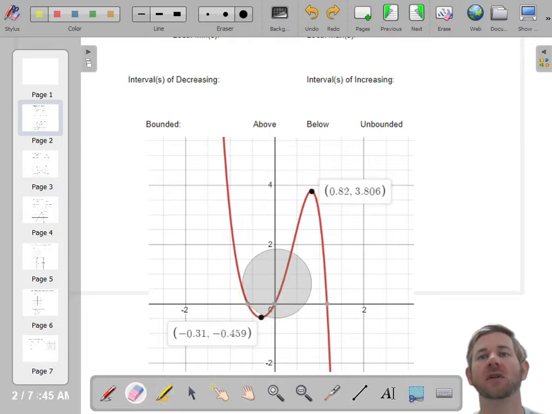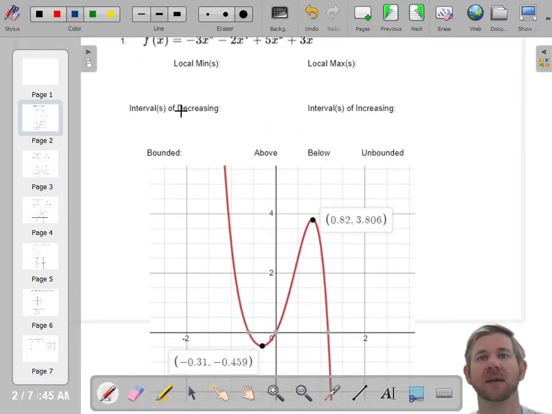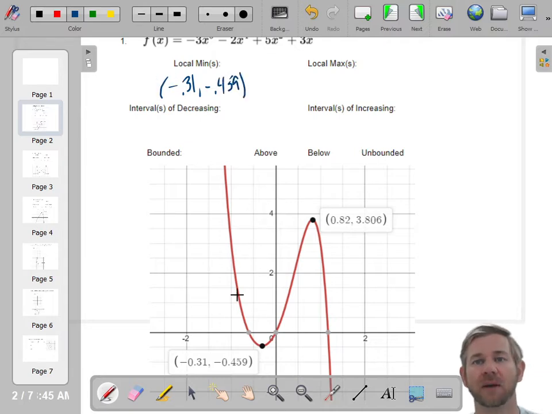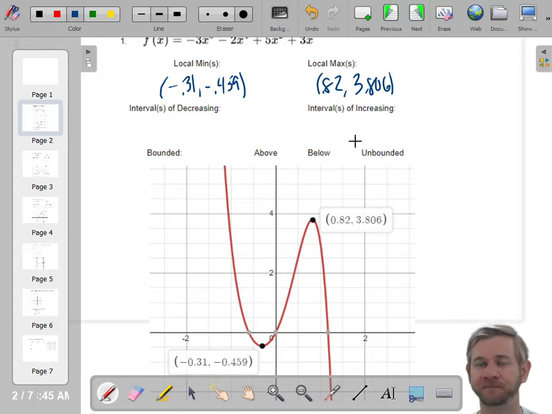So the local minimum's right here, and these are gross decimals, but that's okay. It's negative 0.31 and negative 0.459. We're using Desmos. Cool. There's your local min. Local max is right here. Remember, it's a turnaround point at the top, so 0.82, 3.806. Now, these are ordered pairs, so they're in parentheses. It's not interval notation, it's just points. So we put points in ordered pair form with parentheses.